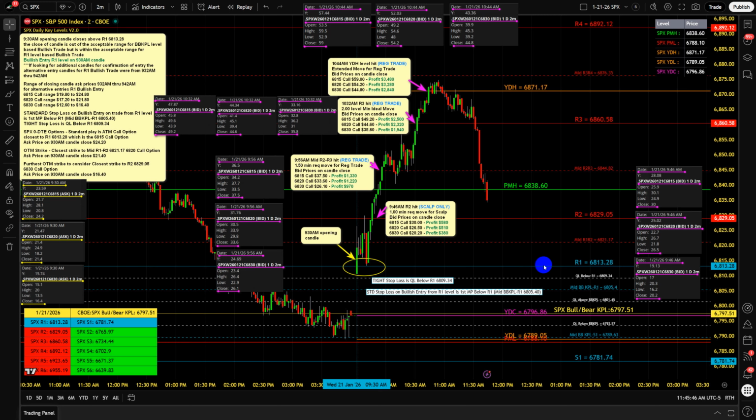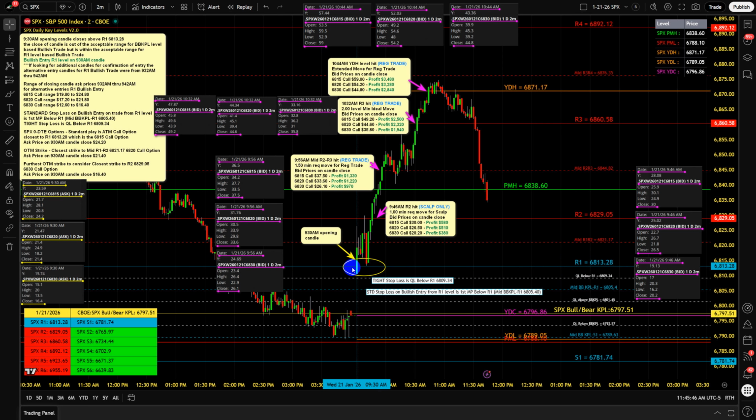And then you would look specifically at the level that it is tagged to in its close. In this case, that is the R1 level. So it's still a bullish sign that it is closing above the bull bear KPL level. However, for taking a trade, you would now base it off of the level that's in play, which in this case is the R1 level. So if you're going to take this 9:30 a.m. opening candle trade, you would base your trade on the R1 level and the stop losses corresponding to the R1 level for a bullish trade rather than the bull bear KPL.